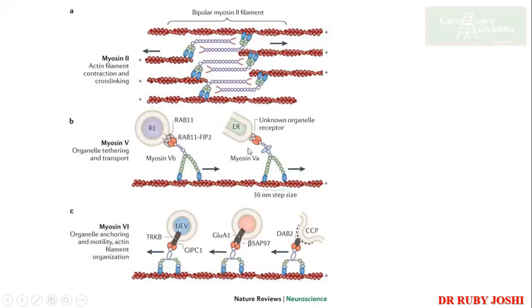So this is just one example: myosin 2 is involved in actin filaments where contraction and cross-linking is happening. Myosin 5 is helping in organelle tethering and transport, and the sixth one is helping in organelle anchoring and motility, actin filament organization. You don't have to talk about all these, but please remember where myosin 2 has its role, where myosin 1 has its role, and where 5 is involved. Okay, is it clear, if the question is asked about myosin 1, 2 and 5?